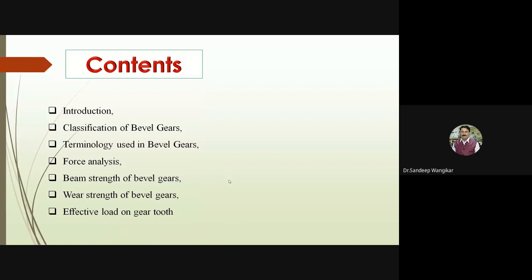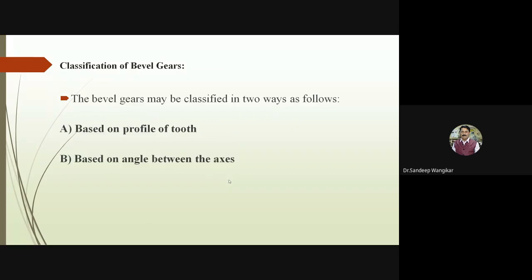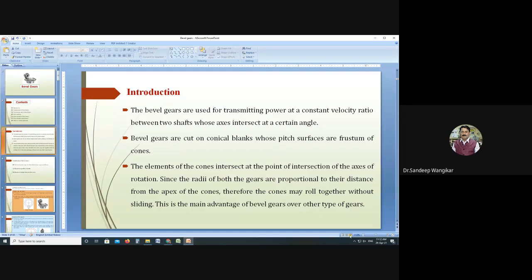Then we will be discussing, friends, a numerical on force analysis and maybe numericals on the calculation of module and calculation of the power, etc. So let us start. So introduction.